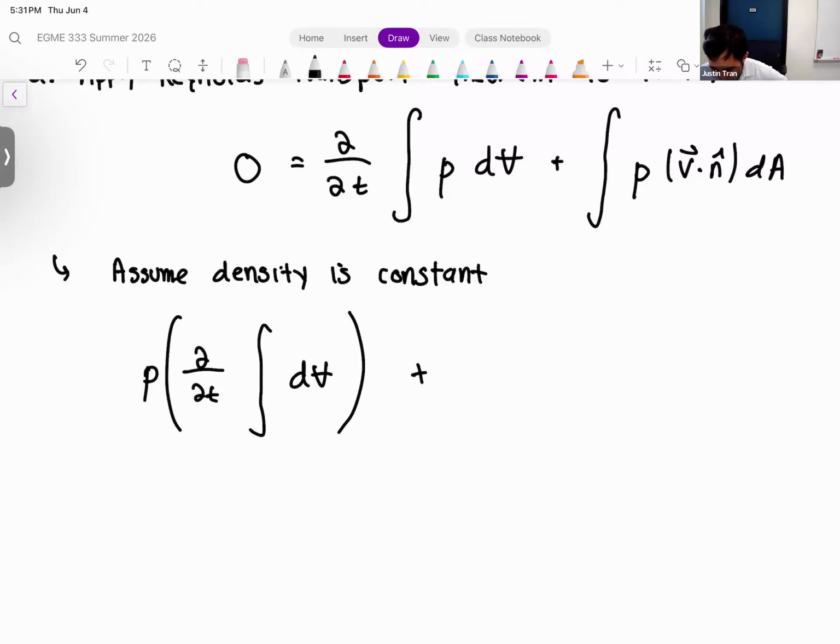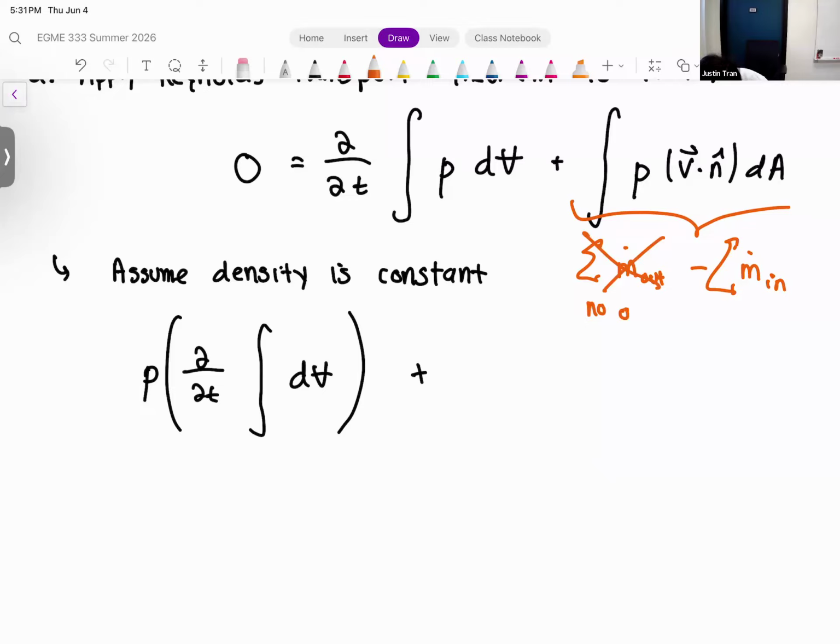Another thing that I'll do is let's take our inflow and outflow terms and replace this with our more convenient form. Let's replace this with the summation of m dot out minus m dot in. But in this case, we don't have an outflow, so let's cross this out. And we actually only have one inflow here, so we're just going to subtract an m dot in.